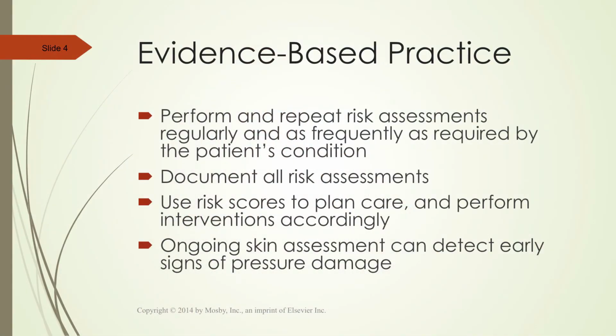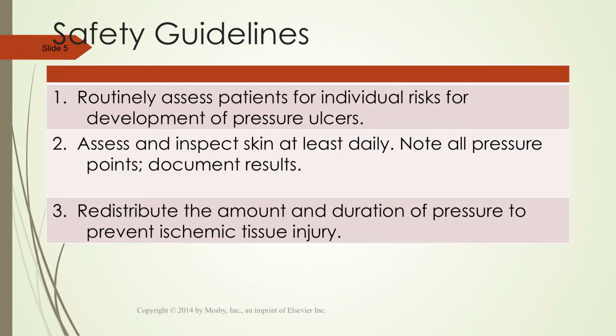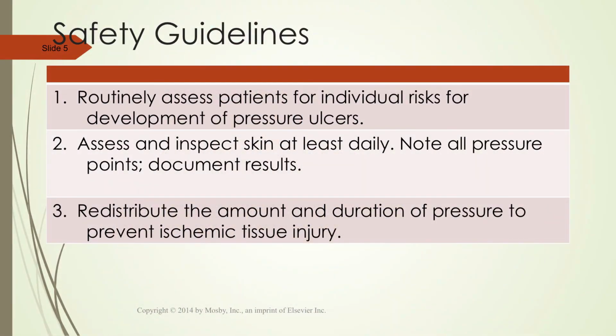Ongoing skin assessments can help detect early signs of pressure damage. Usually the earliest sign is just a reddened area that doesn't blanch. Routinely assess patients for individual risks of pressure ulcers. Assess and inspect their skin daily. That's why doing the bath yourself is a really good thing if you can. If they're not capable, if there's any hesitation, if there's any doubt in your mind whether or not they're able to turn a position well, you probably need to be doing that bath so that you can assess every inch of their skin. And you do want to document your results.